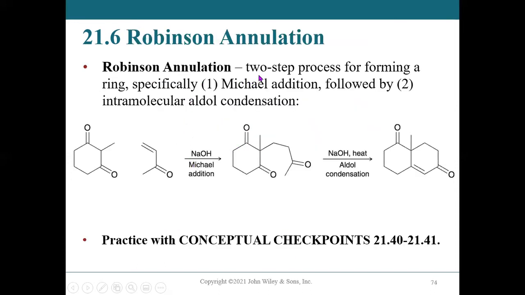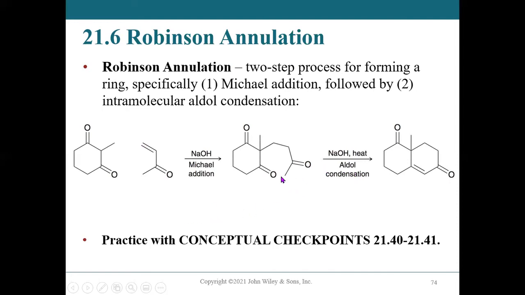Robinson annulation is a two-step process for forming a ring. Specifically, it will be first a Michael addition followed by an intramolecular aldol condensation. Let's see this, starting with this Michael addition. So this carbonyl carbon can lose one more proton, produce an enolate, attack this carbon, and produce this Michael product, and then the final step will be the intramolecular aldol condensation.